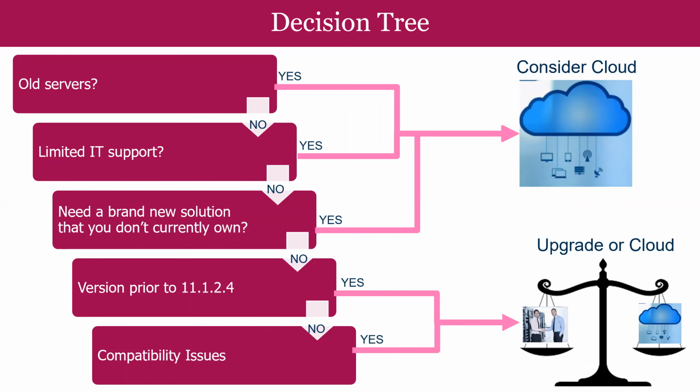Because I know in 11.123, the planning utility was brought within the web browser. Planning 11.124 has more features. The cloud has even more. And then if you have compatibility issues between your systems, you could just migrate to the cloud.